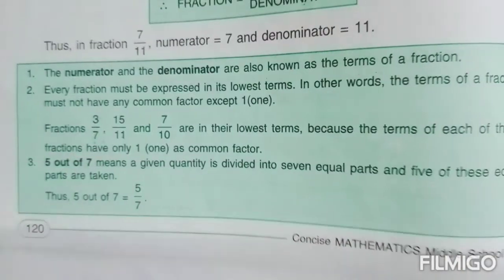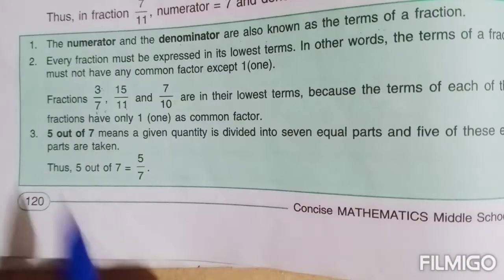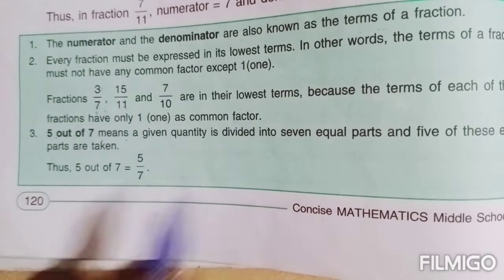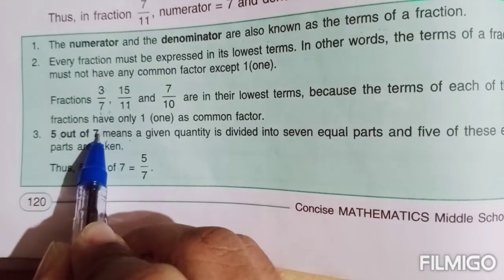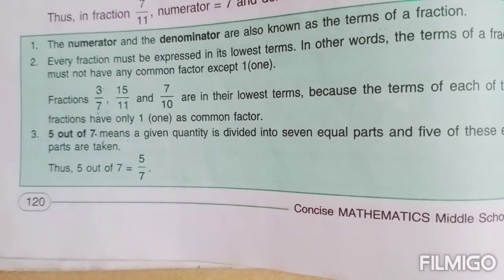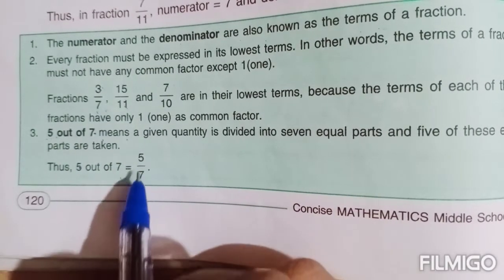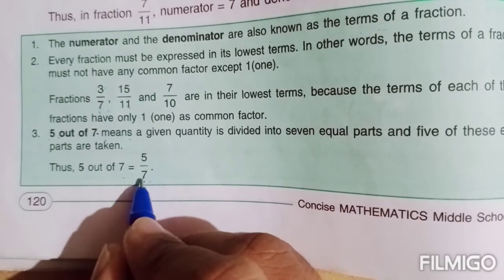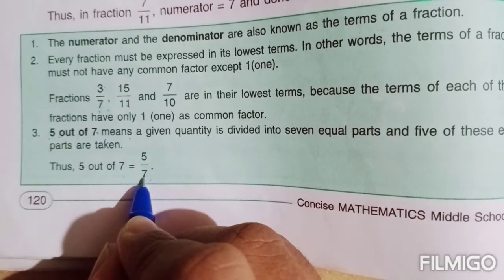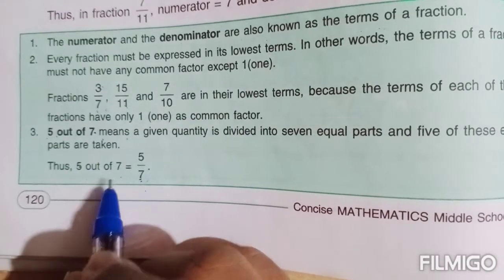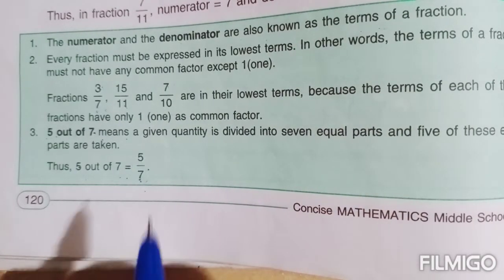Okay. Now in that third one, 5 out of 7 means a given quantity is divided into 7 equal parts and 5 of these equal parts are taken. 5 out of 7 means it is 5 by 7. There are 7 equal parts in total. Out of that we are taking 5 equal parts. 5 by 7 or 5 out of 7 means that way.